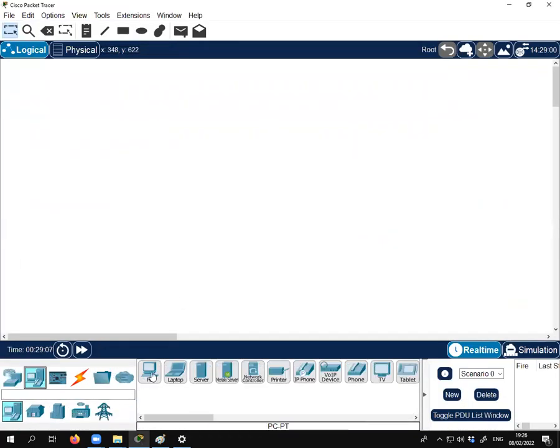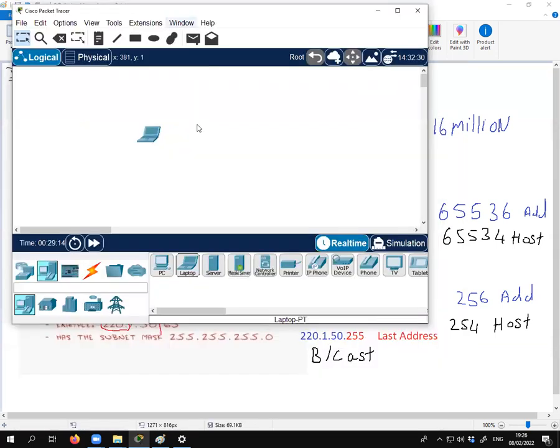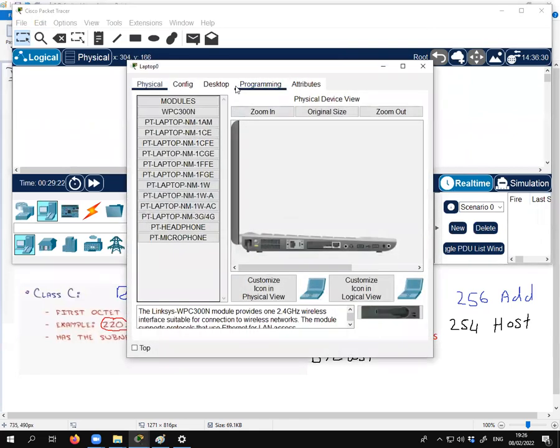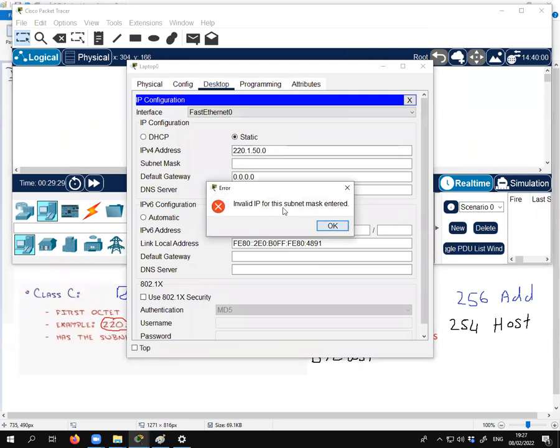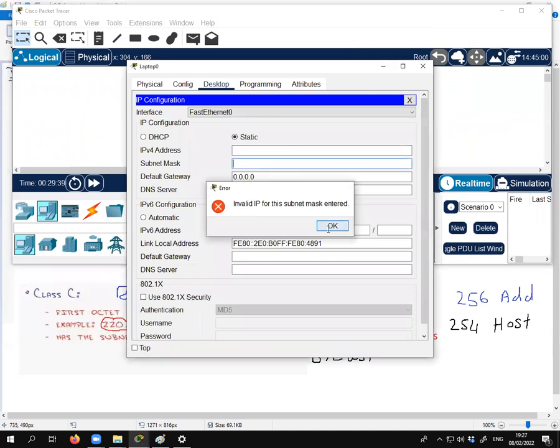Okay, so we've got a PC here, right? If I go into this PC and assign an address on Packet Tracer, the very first address here is 220.1.50.0. Look, it says invalid IP address for the subnet mask. They won't let me do it because Packet Tracer is saying you can't do that.